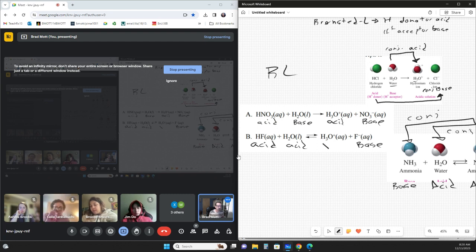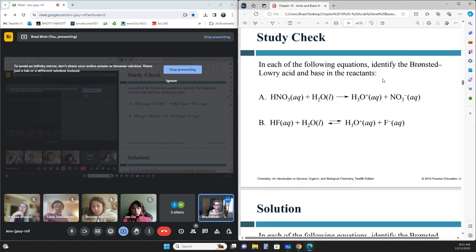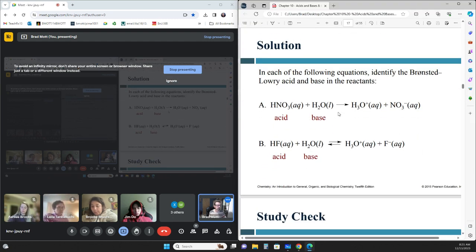Oh, I messed it up. And the base, and of course the acid. Okay. Acid, base, and their conjugates on the other side is what I added on there. Okay.